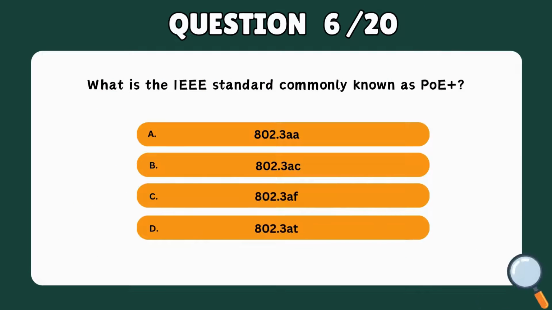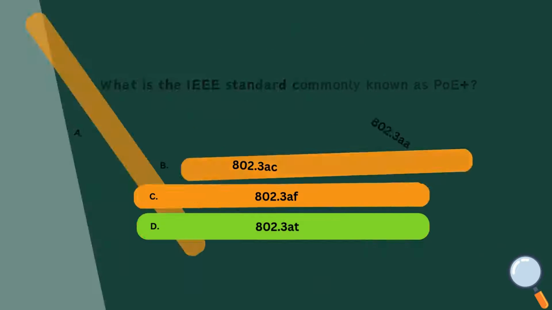Question 6. What is the IEEE standard commonly known as PoE+? A. 802.3aa. B. 802.3ac. C. 802.3af. D. 802.3at. Correct answer: D. 802.3at.